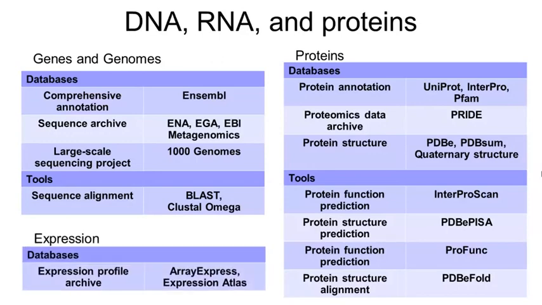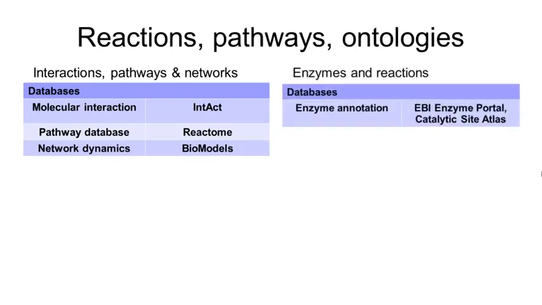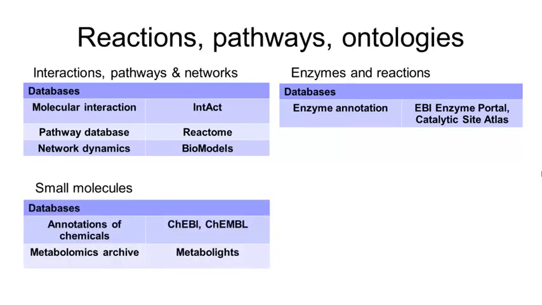In addition, EBI is home to expression data repositories such as ArrayExpress and Expression Atlas. Another area of strength of EBI is its resources on reactions, pathways, and ontologies, such as the IntAct database of molecular interactions, Reactome database of pathways, and BioModels of dynamic network models. EBI's enzyme portal and the Catalytic Site Atlas have annotations of lots of enzymes. Small molecules can be found at ChEBI and ChEMBL. Metabolomic data can be found at MetaboLights.